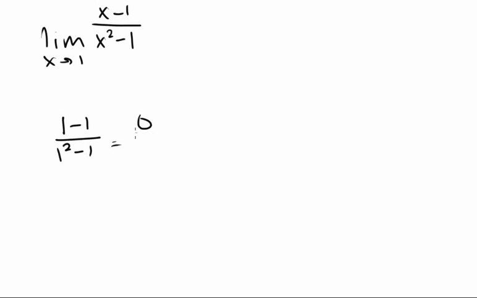So we're going to find the limit as x approaches 1 of x minus 1 over x squared minus 1. First, let's try to solve this using substitution. So I'm going to plug in 1, and I get 1 minus 1 divided by 1 squared minus 1. Well, 1 minus 1 is 0, and 1 squared minus 1 is also 0. So here we have 0 divided by 0, which you cannot do. We can't divide by 0. Now, if it was 0 divided by 4 or something like that, that would be fine. But 0 divided by 0, you cannot do.